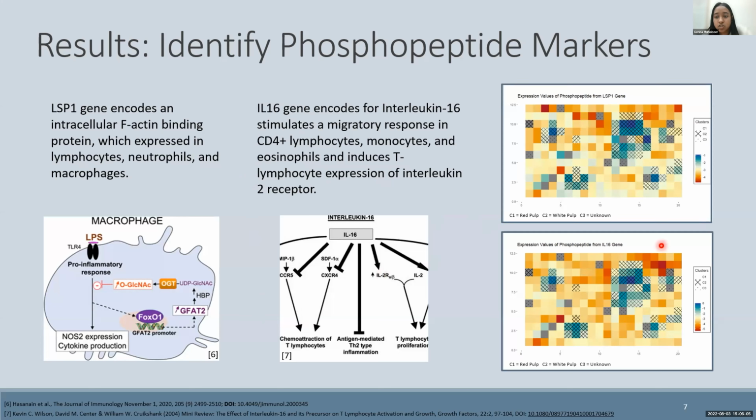And so looking at the heat maps here to the right, we can tell that there's a definite higher level of phosphorylation in the white pulp regions because of the green-blue voxels here versus the red and orange voxels in the red pulp region. And the same for IL-16, there's a higher phosphorylation level in the white pulp versus the red pulp.